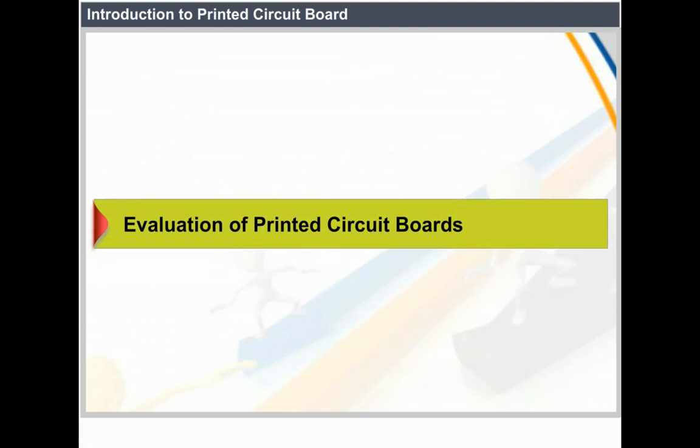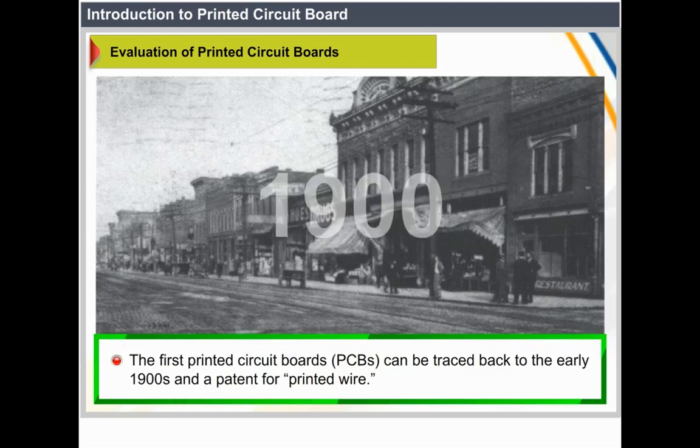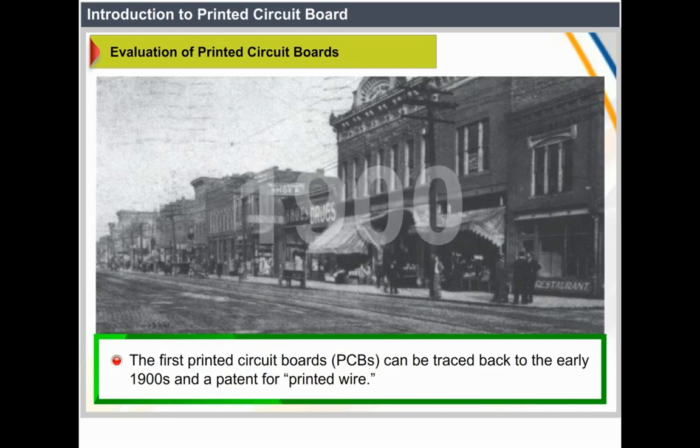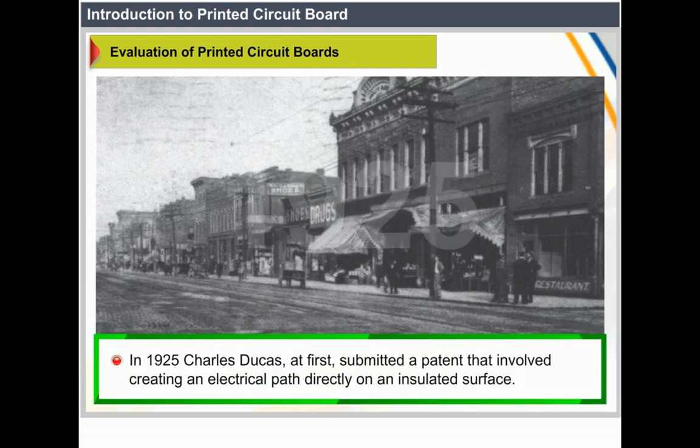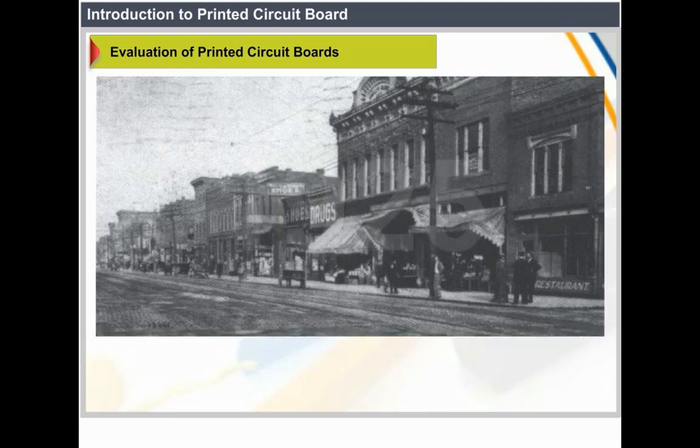Evolution of printed circuit board. The first printed circuit boards can be traced all the way back to the early 1900s and a patent for printed wire. It was in 1925 that Charles Ducas first submitted a patent that involved creating an electrical path directly on an insulated surface. It was a revolutionary idea because it could eliminate complex wiring and provide consistent results.